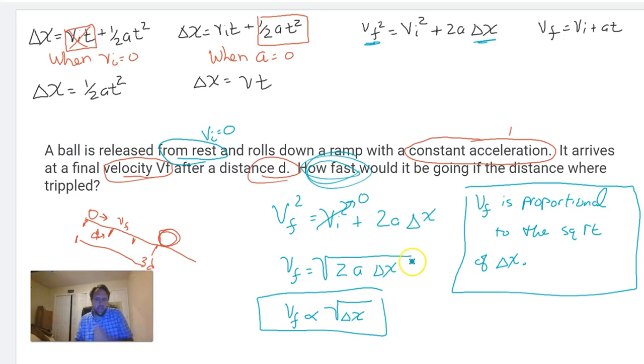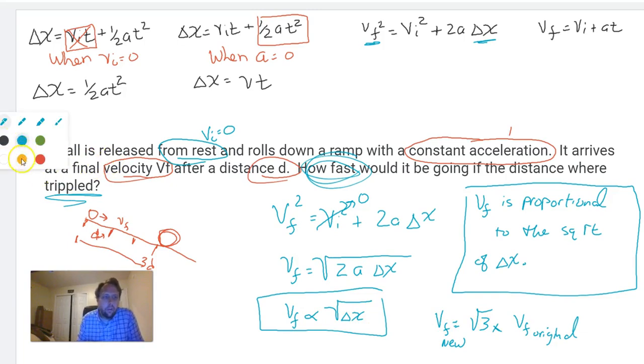Now let's go ahead and think what happens. How fast would it be going if the distance were tripled? Well, if we triple the delta x, that's under the radical, so it gets square rooted. So the new vf will be square root of 3 times the original vf. That's where the 3 comes from, and it's a square root relationship. So it's increased by the square root of 3.